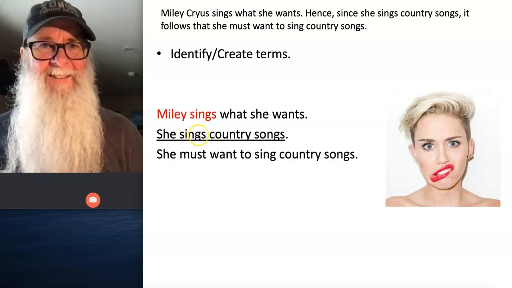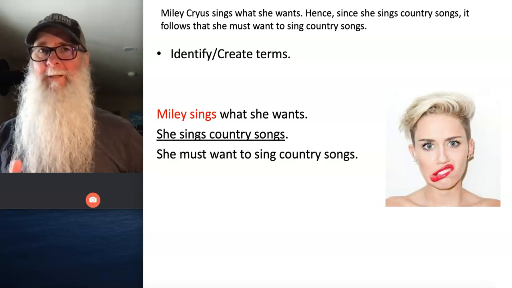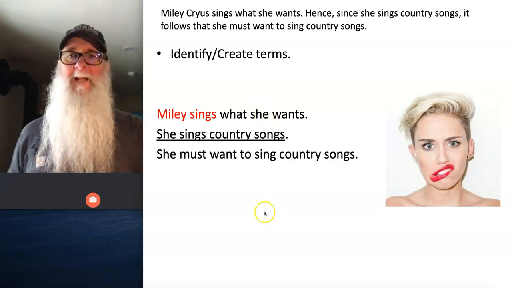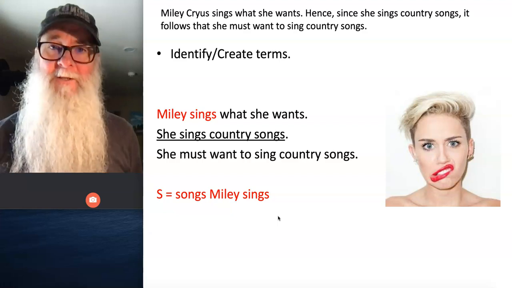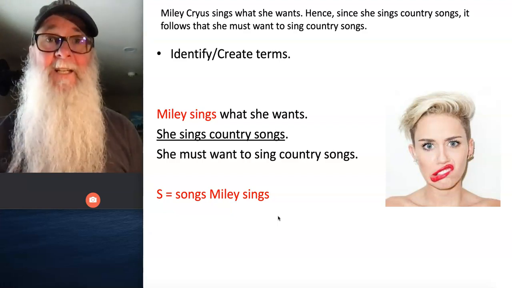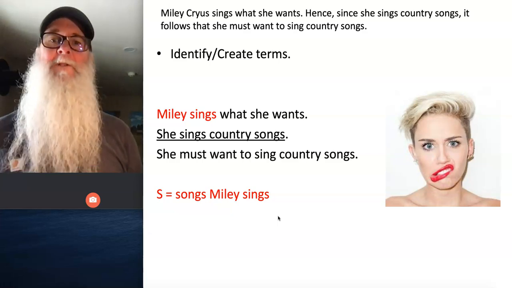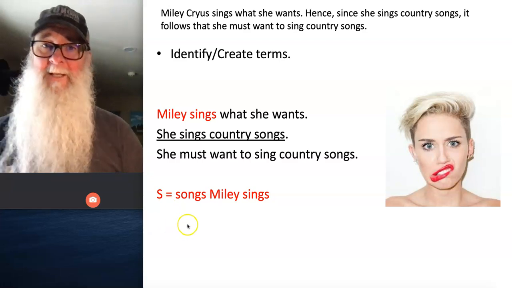What the heck is that? Miley sings is an action. It's not anywhere close to being a plural noun or noun phrase. But we might be able to turn it into one by identifying what's being talked about here. What's being talked about here are songs Miley sings. Miley sings songs. So when we say Miley sings, yeah, what she sings is songs. So songs Miley sings can be one of our terms, and I chose S to represent that.